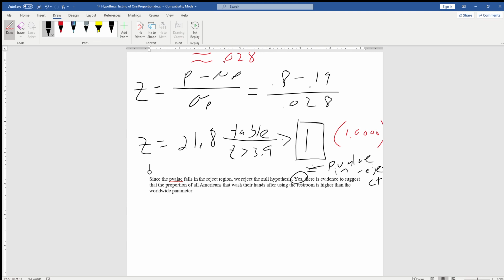All right. So this is essentially going to be the last part of section 14. So I would recommend that you go back, maybe work some of the homework problems, and then try to make sure that you're okay being able to do this before you move on to section 15, which is going to be hypothesis testing of two proportions.